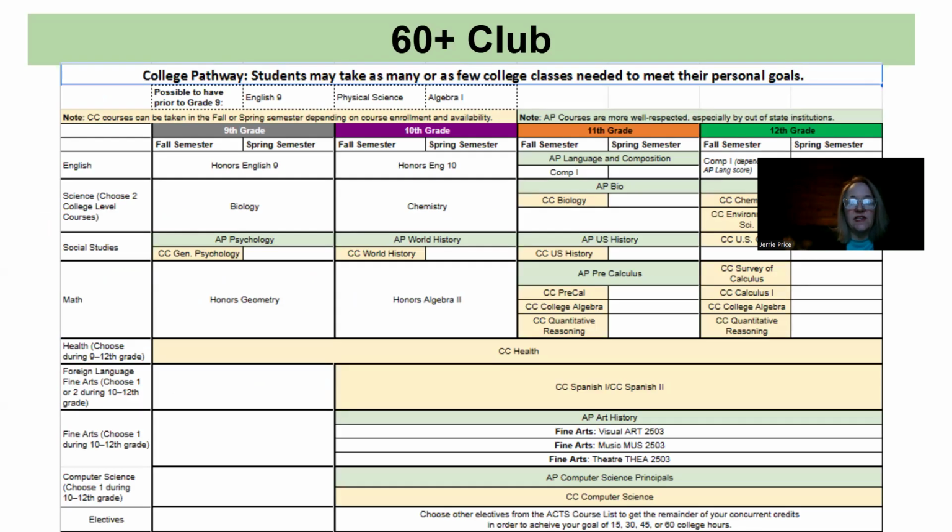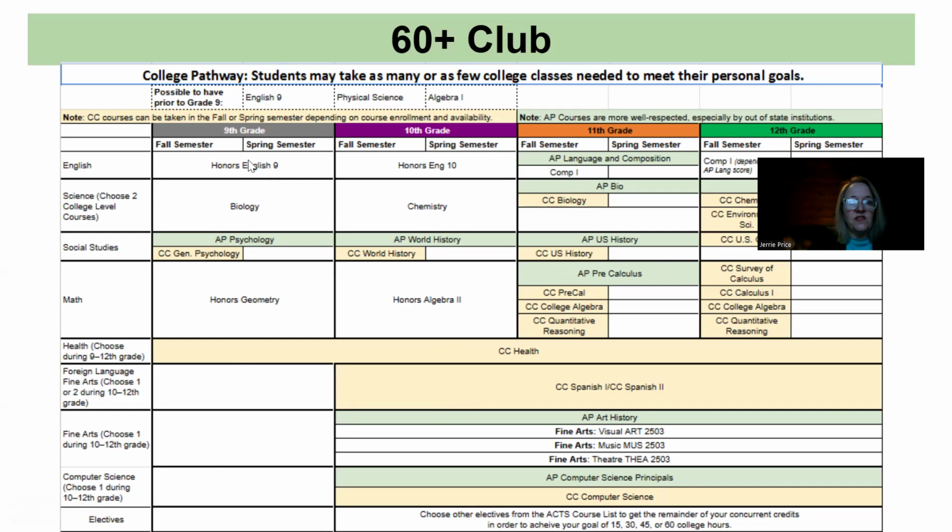What I have here, and I'll send this out, you'll have this set of pathways. So this is the last slide in that set. What you're looking at here is the 60 plus club, looking at what a student might take before they get into high school: physical science and algebra 1. A very, very advanced student might also add an English class there for high school credit. But typically, physical science and algebra 1. Sometimes Spanish 1 when they're advanced, and then in the ninth grade, Spanish 2. But if you look at the ninth grade, then the 10th grade, then the 11th and the 12th grade, you can kind of see what we suggest.